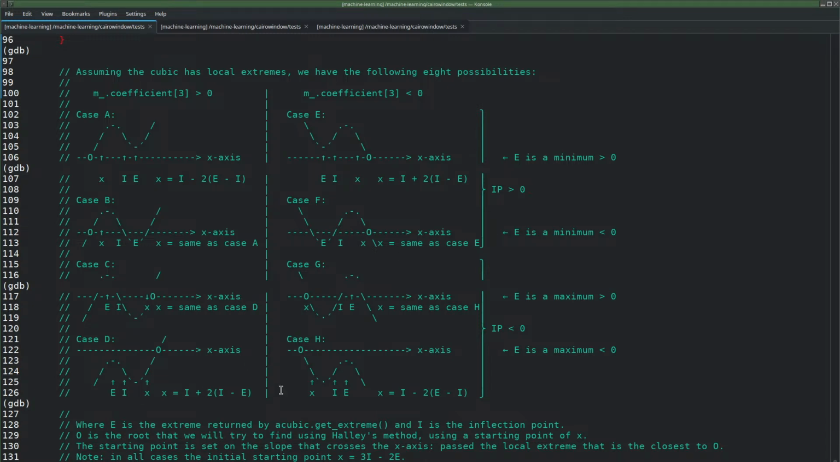So we are dealing with this one. The y value of the intersection point is less than 0. The returned extreme, or the one that we pass the maximum to the analyzed cubic. So this is then the minus 1.25 value. This is at minus 15,000. This is then at minus 30,000.